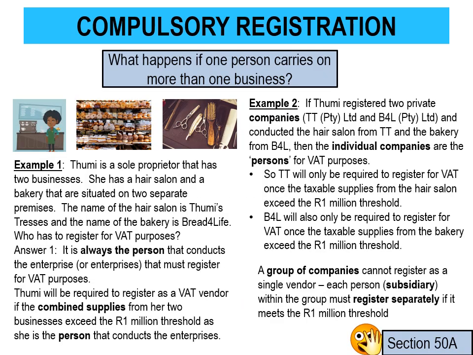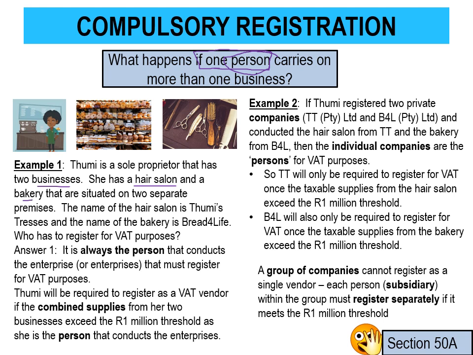Something to think about, and which is also a big question that comes up in practice, is what happens if one person carries on more than one business? And this is where the definition of person is so important. So let's take a look at an example. Tumi is a sole proprietor that has two businesses. She has a hair salon and she has a bakery that are situated on two separate premises.